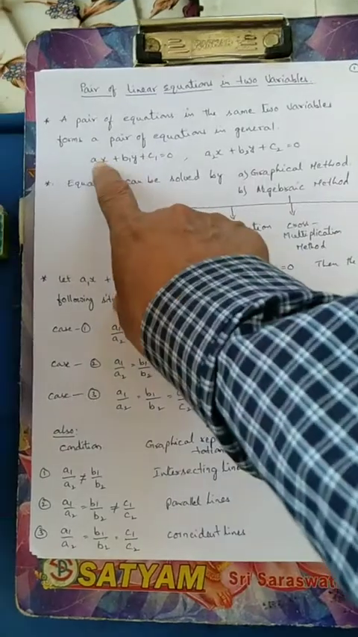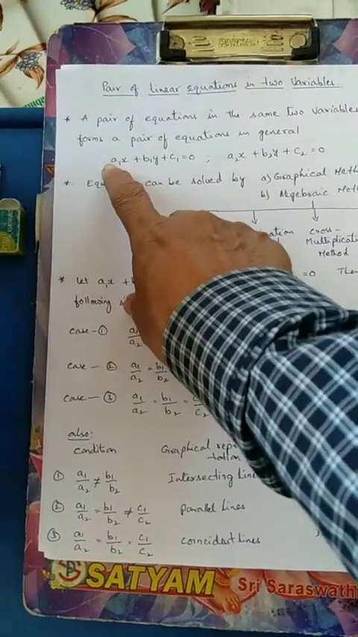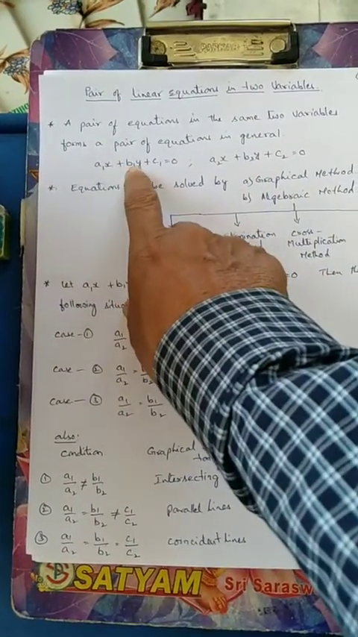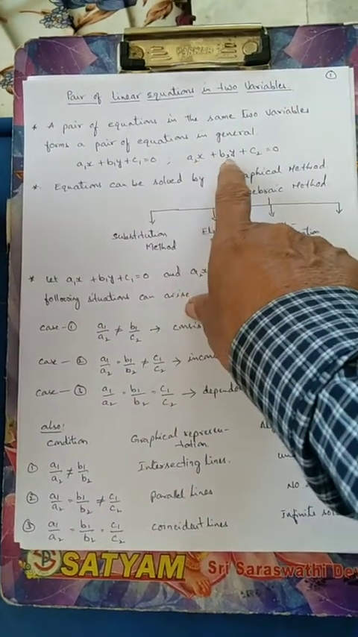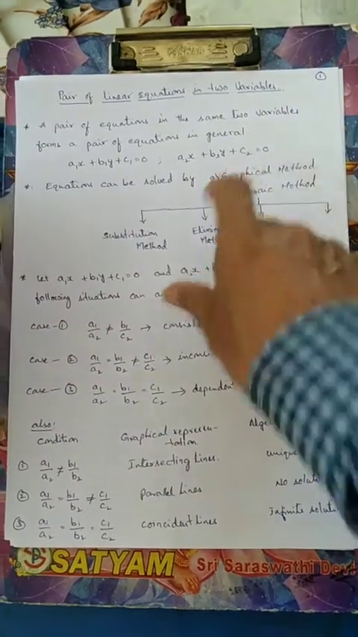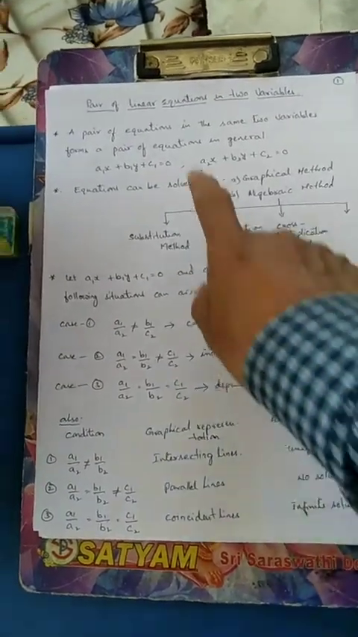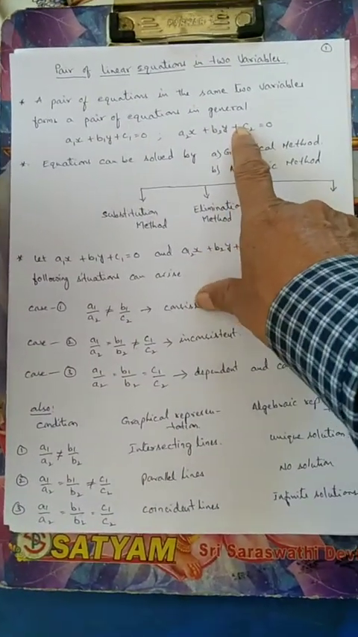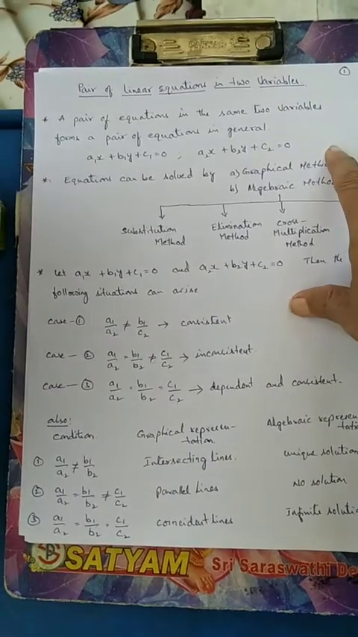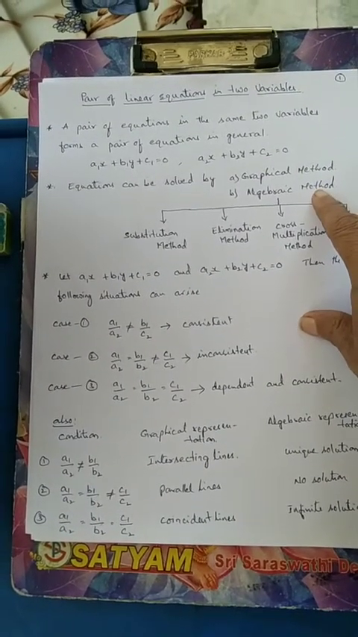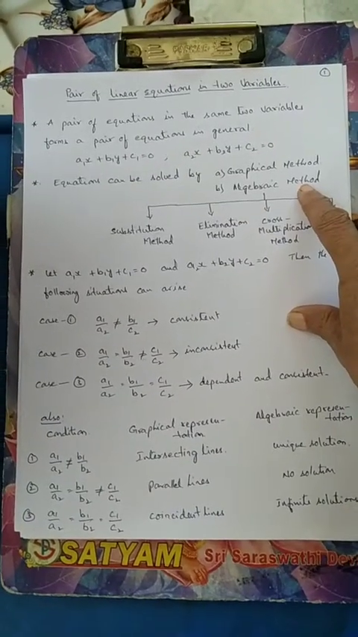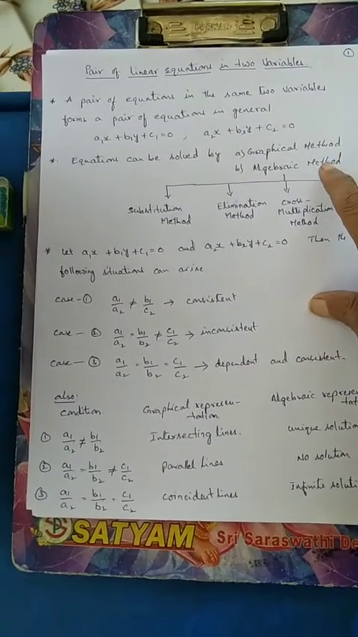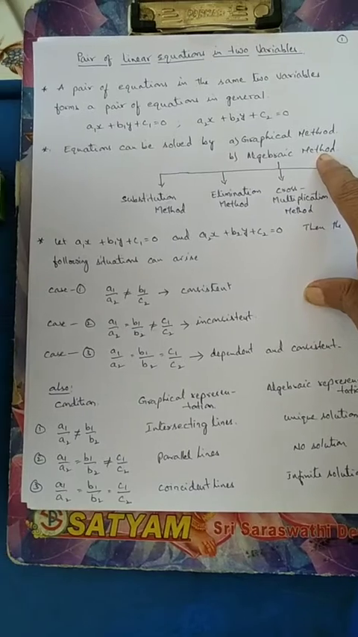What are the two variables? x and y here. So the two equations are a1x plus b1y plus c1 is equal to 0 and a2x plus b2y plus c2 is equal to 0. Now these two equations we can solve by graphical method or by algebraic method. We can solve any two equations either by graphical method or by algebraic method.